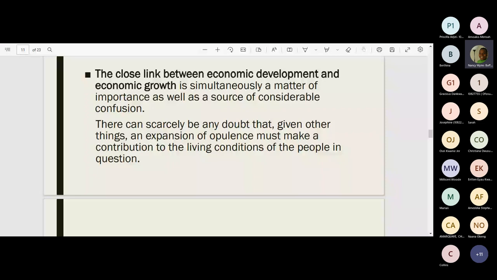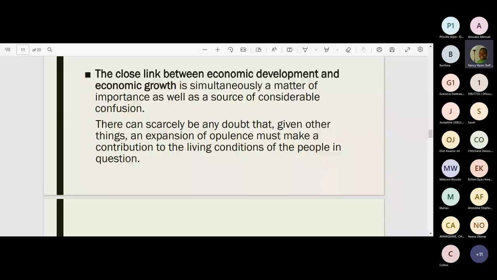Okay, so if you heard our lady and all of us, I think those whose hands were up also wanted to say that. The point is, under normal circumstances, there shouldn't be any doubt. We shouldn't have any issues agreeing that when you have an increase in your economic wealth, it should automatically improve the living conditions of the people in question. That is the connection between economic growth and economic development. They have a certain close link. That is the point being made here.